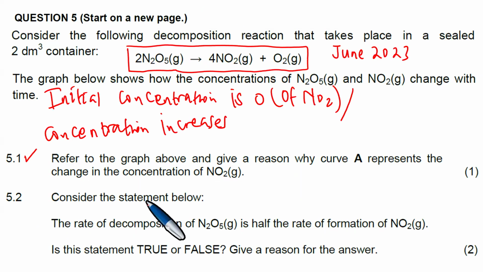Next, consider the statement below. The rate of decomposition of the dinitrogen pentoxide is half the rate of formation of NO2. Okay. The rate of decomposition of N2O5.